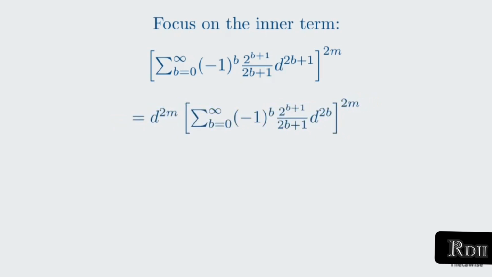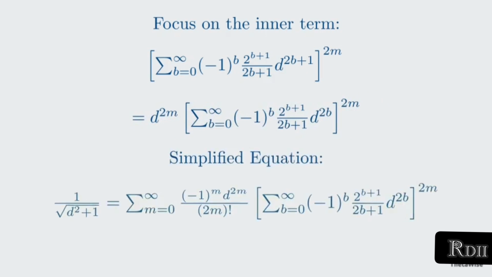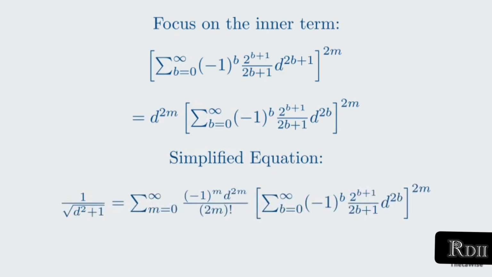Now we can place this simplified term back into our main equation. Our equation now looks much cleaner. The d terms are more organized. We're getting close to our square root series.